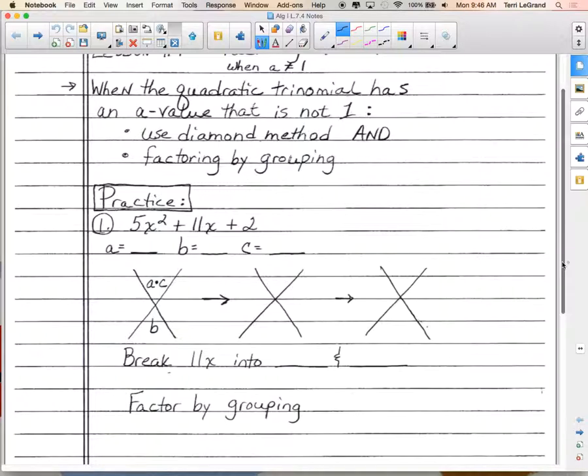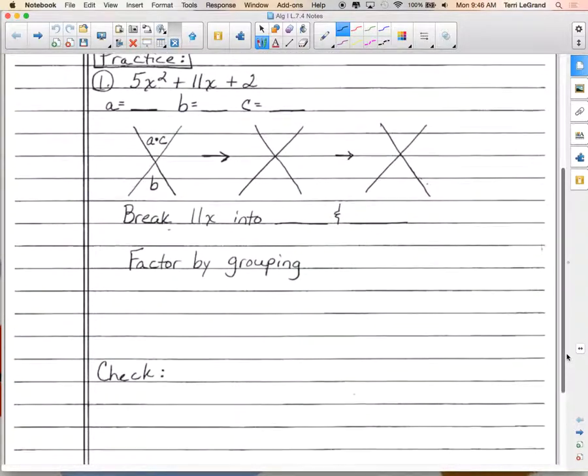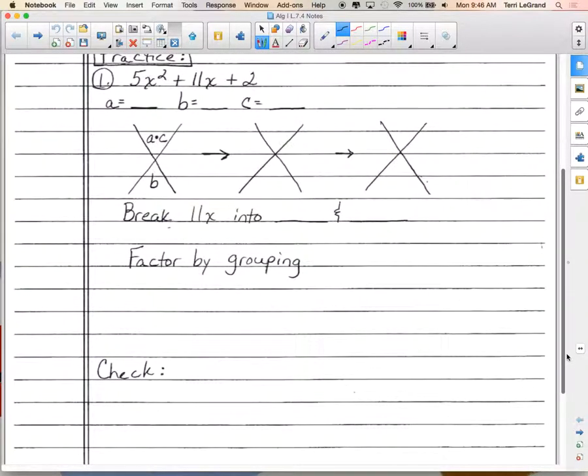So now you're going to have to be careful and make sure that you're always paying attention to that a value. Don't think that you can just do what you did for today and all that homework and you're going to get away with it, because here's what it says. When the quadratic trinomial has an a value that is not 1, you're going to use the diamond method first, just like we did last Thursday, except it's a tiny bit different. And then we're going to have to factor by grouping, which is why I had you warm up practicing that one I had on the board for you. So we're just going to do 3 problems together, and then I'll let you get started on your homework.